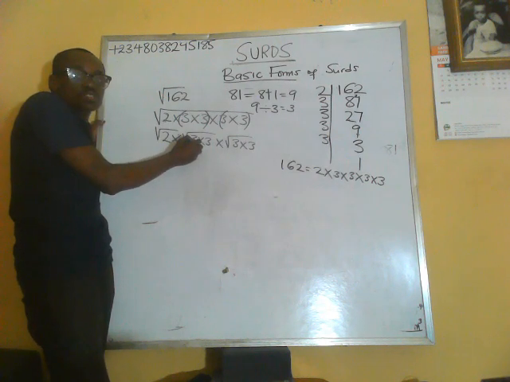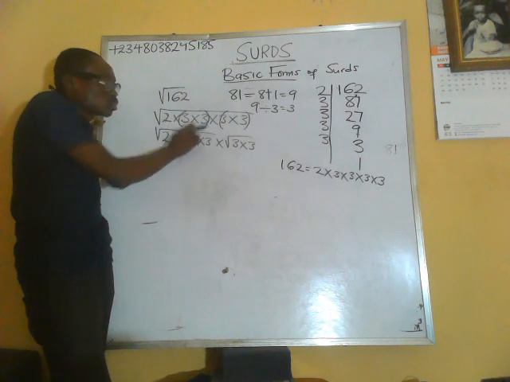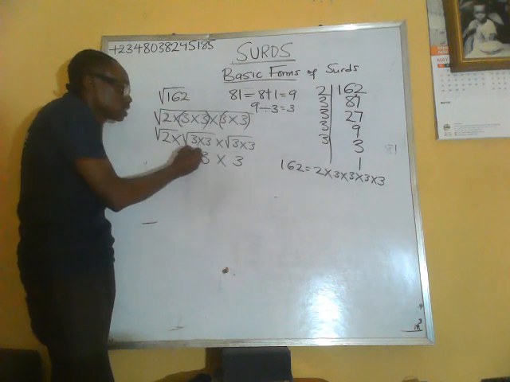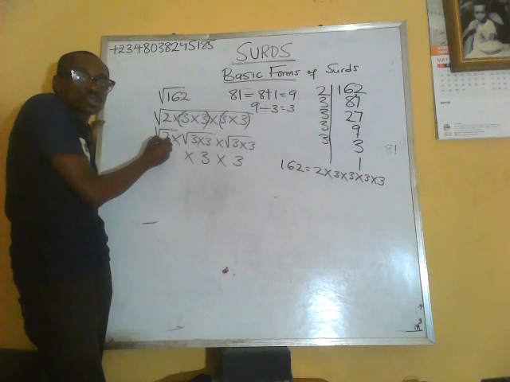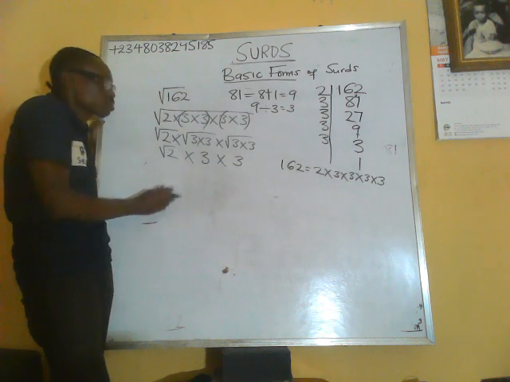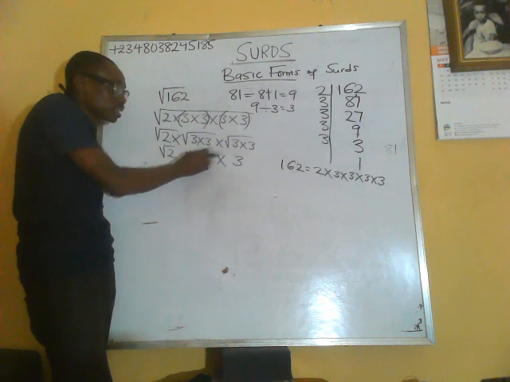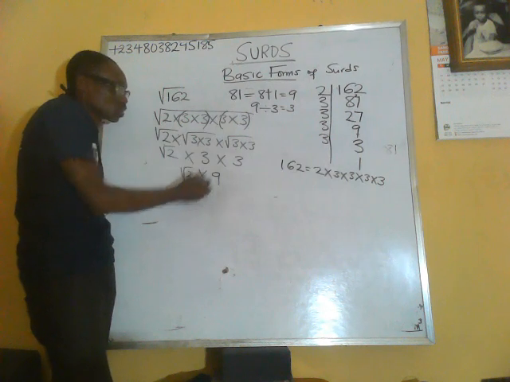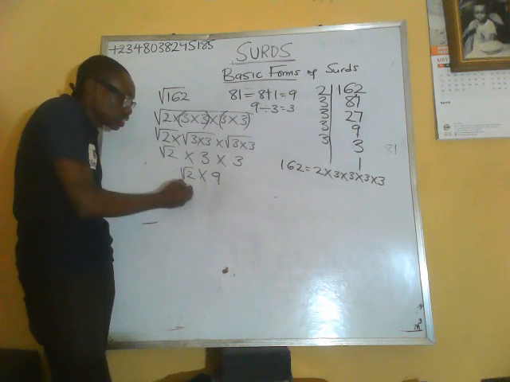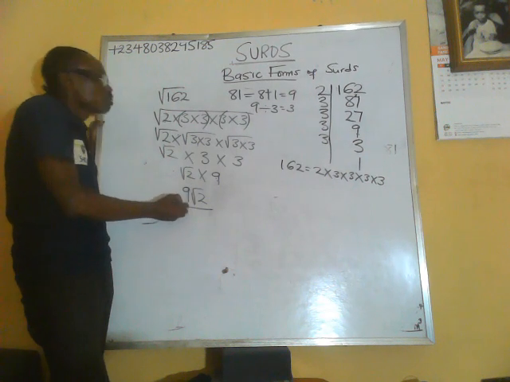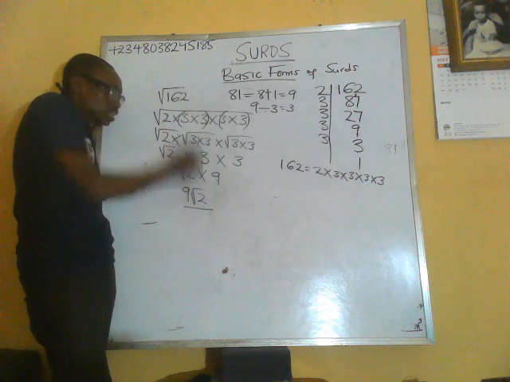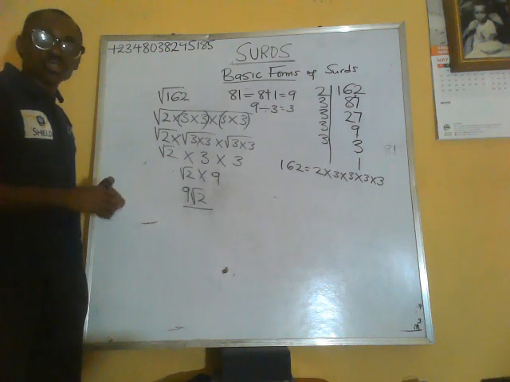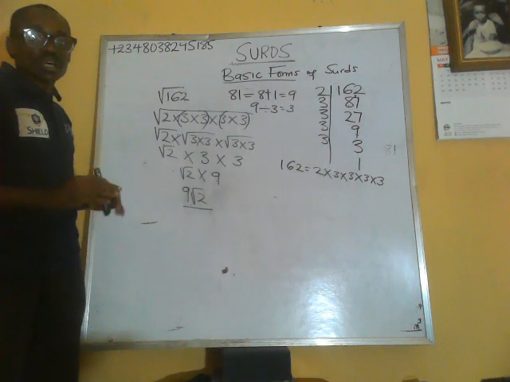The rule of square root: if you are finding a square root, once you can pair 2 numbers, you pick one of them, so the square root will disappear. So from here, we pick one of the 3. From here, we pick one of the 3. From here, we have just the 2, so this will still remain this way. So at the end of the day, you have 3 times 3, which is 9 root 2. So you can bring this 9 from behind the root and write this as 9 root 2. So the basic form of root 162 is what? 9 root 2.